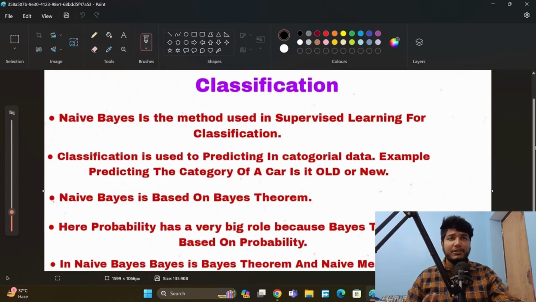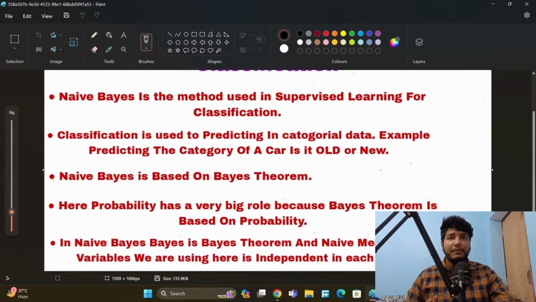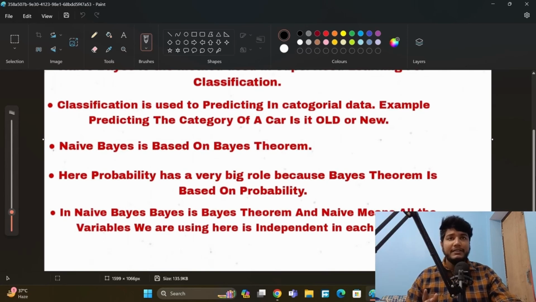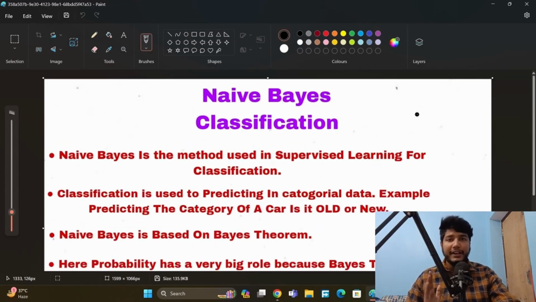Naive Bayes is based on Bayes theorem. Here probability has a very big role because Bayes theorem is based on probability. In Naive Bayes, Bayes is Bayes theorem, and naive means all the variables we are using here are independent of each other. Hopefully you are understanding this. In order to understand Naive Bayes classification, you first need to understand Bayes theorem. So let's see what Bayes theorem is. I will show you with an example.